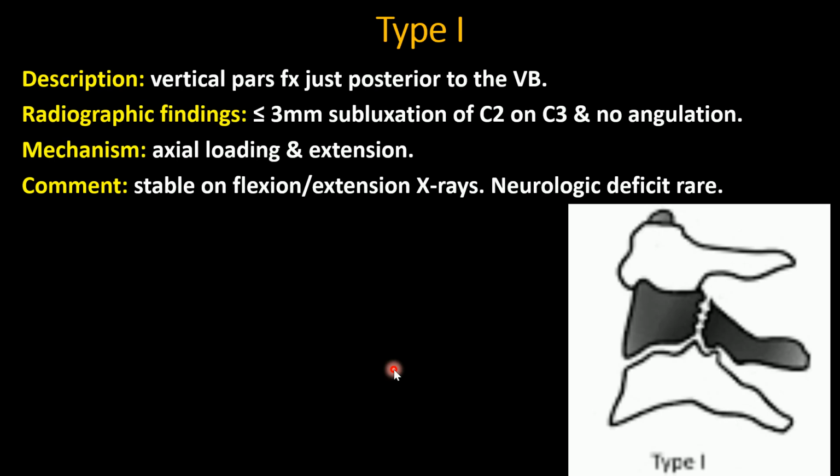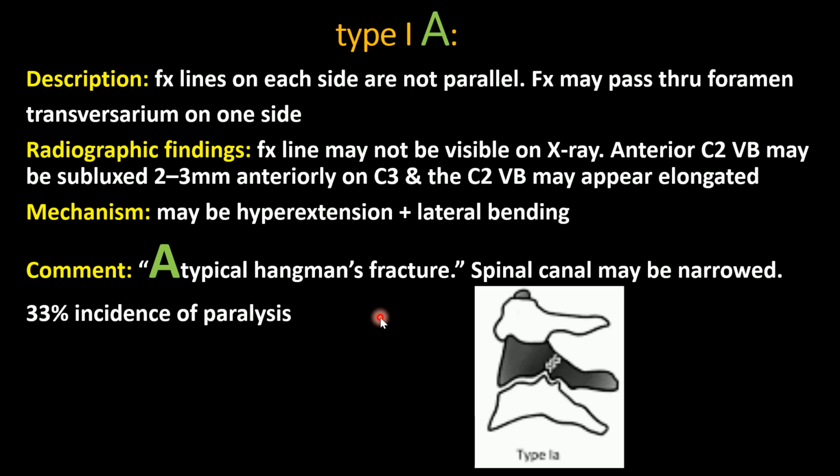Type 1. Vertical pars fracture, just posterior to the vertebral body, and this is the classical definition of Hangman's fracture. Less than 3 millimeter subluxation, so it is simple at the beginning, and the mechanism is axial loading and extension. It is stable on flexion and extension X-rays. Neurologic deficit is rare, and the management will be mentioned later. It is conservative management.